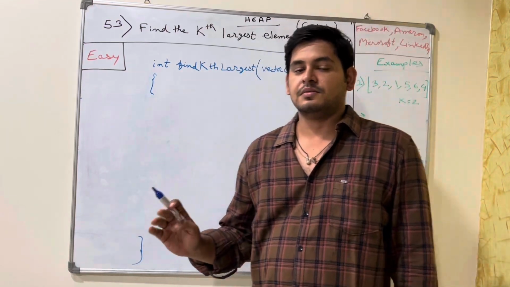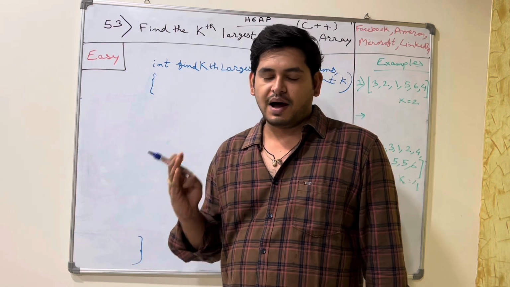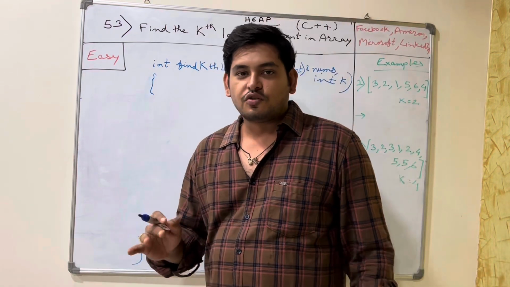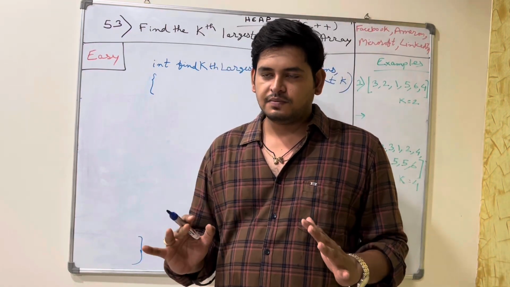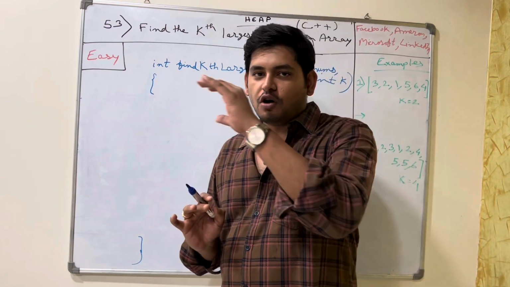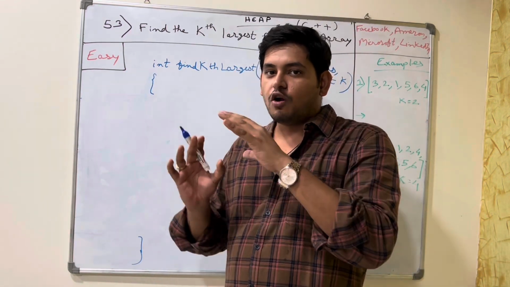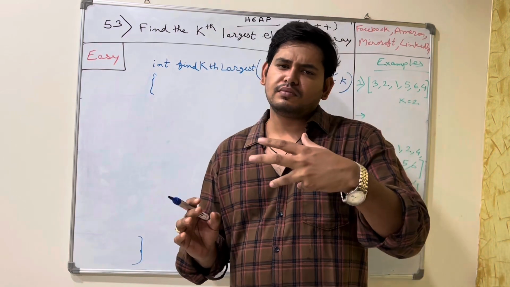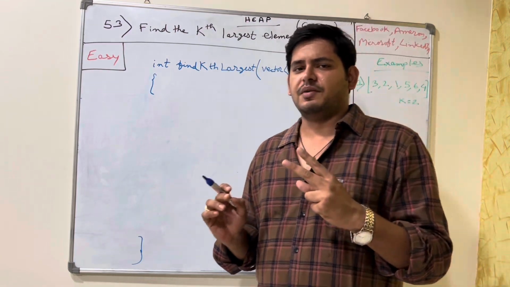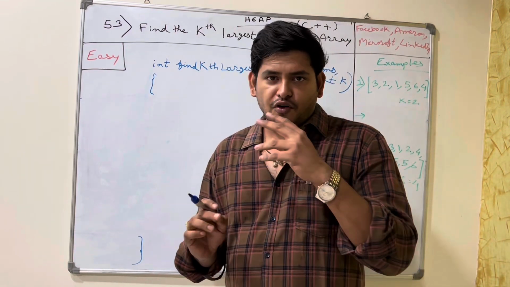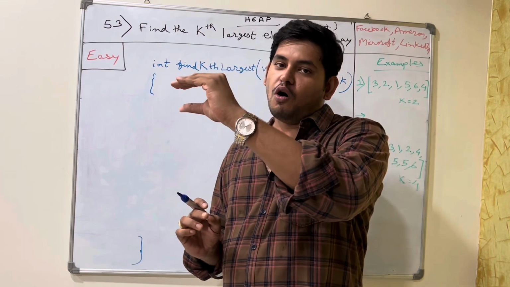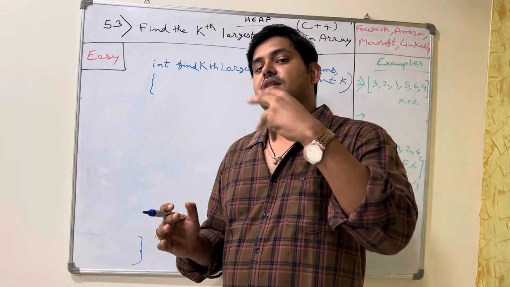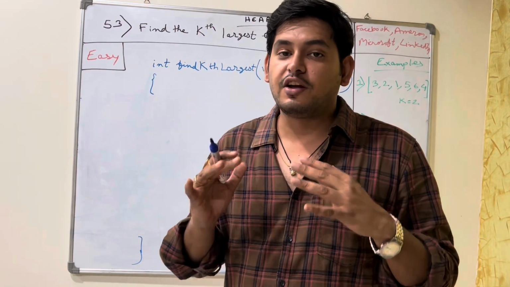Till now we have discussed arrays, binary search, greedy, stacks, queues, and now we are discussing the heap data structure. A heap is a complete binary tree data structure in which the root of the node is always greater than or equal to its children, right? There are two types of heap: one is max heap and the other is min heap. For max heap, the root of the node will always be greater than or equal to its children, and for min heap, the root of the node will always be lesser than or equal to its children.